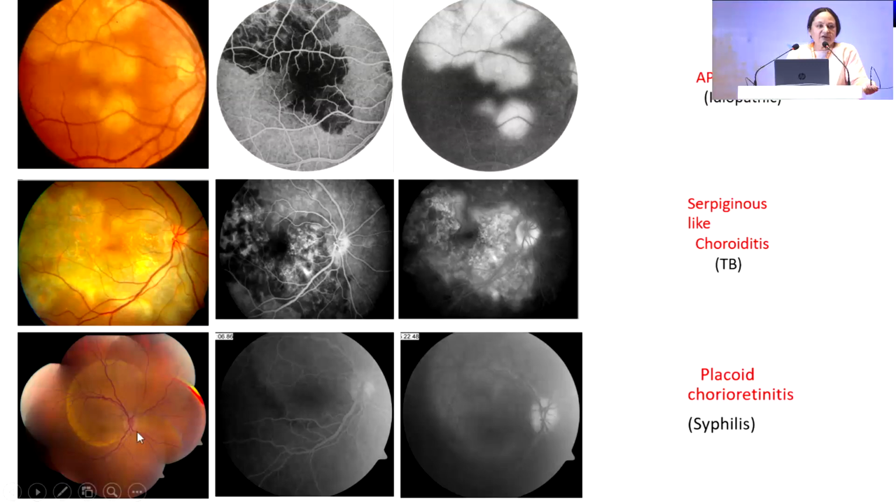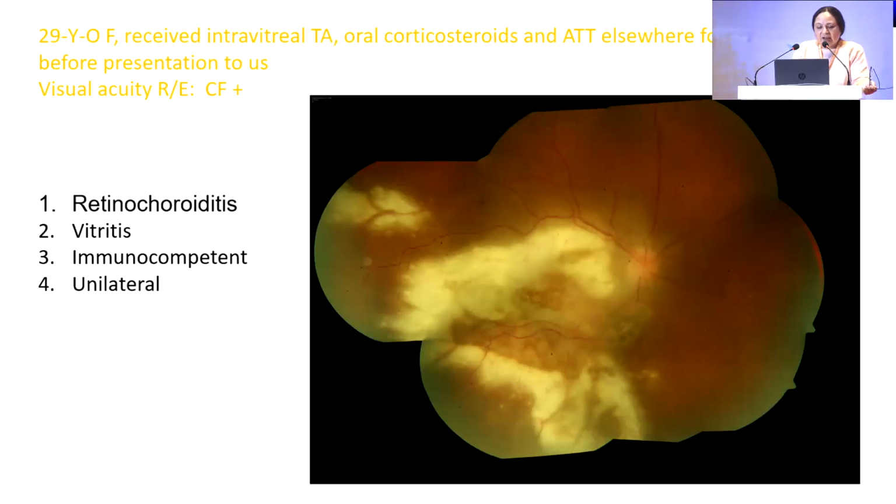And this is syphilis, which produces a classic ground glass appearance on angiography. So this appearance of syphilis, the ground glass appearance which you see, haze in the late phase, always rule out syphilis. So I was talking about this patient in the beginning, that this is actually a young girl. She has received intravitreal triamcinolone, oral corticosteroids, and even TB drugs. And she was not responding. The vision is counting fingers. So what is it? Is it retinochoroiditis, vitritis, or this?